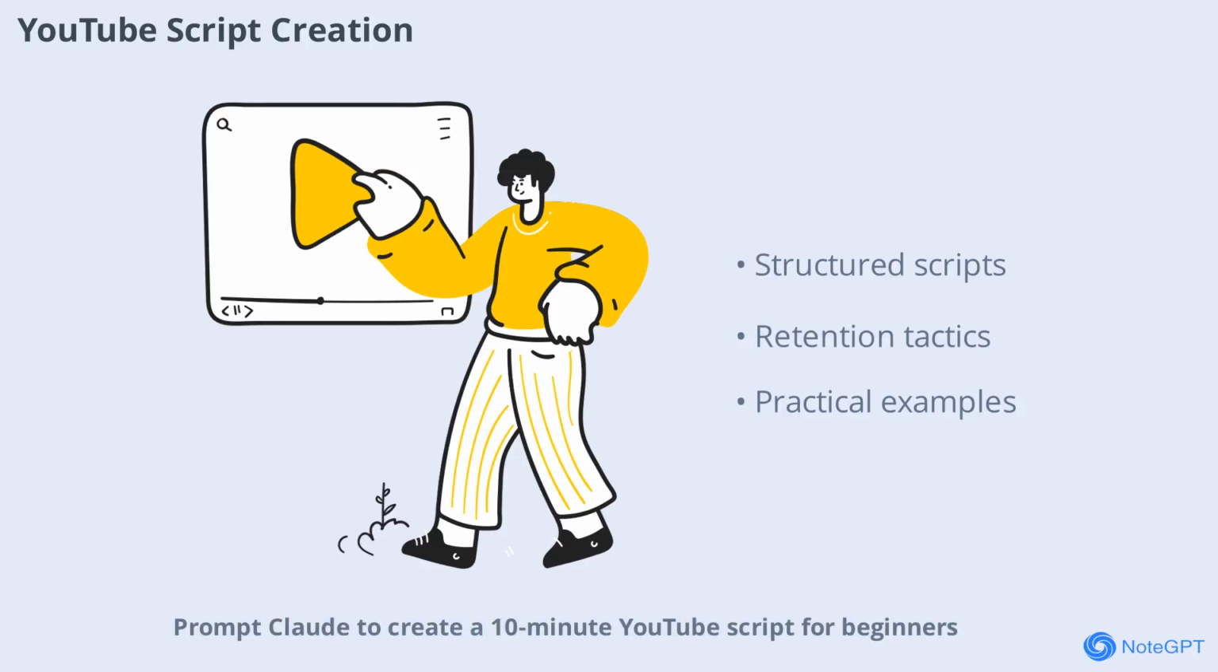Prompt Claude to create a 10-minute YouTube script for beginners. Structure it with a powerful hook, problem, explanation, practical workflow mistakes to avoid, and a strong CTA. Include B-roll suggestions, on-screen text, and pattern interrupts every 20-40 seconds for maximum retention.